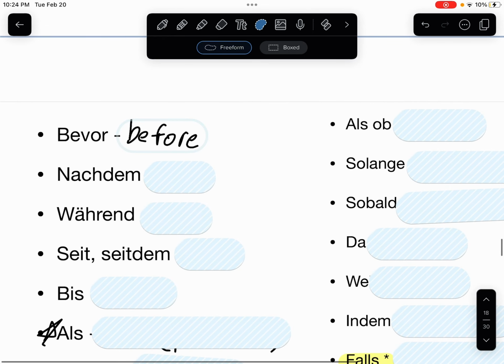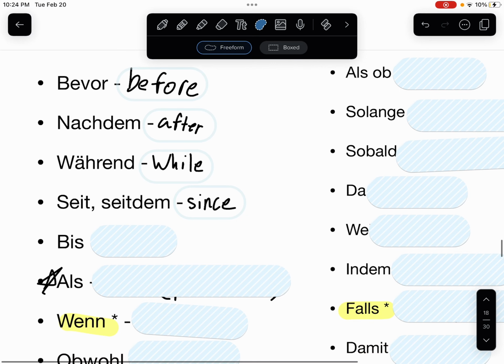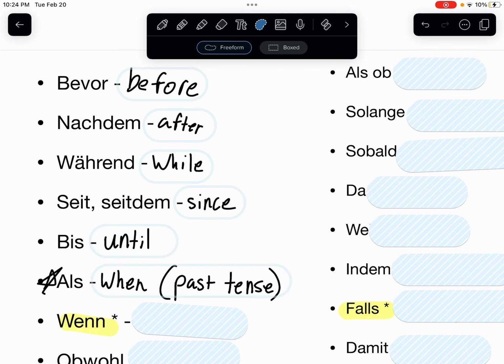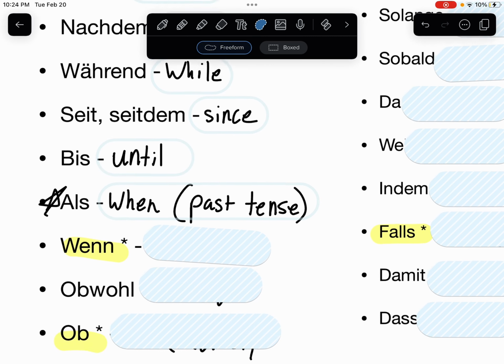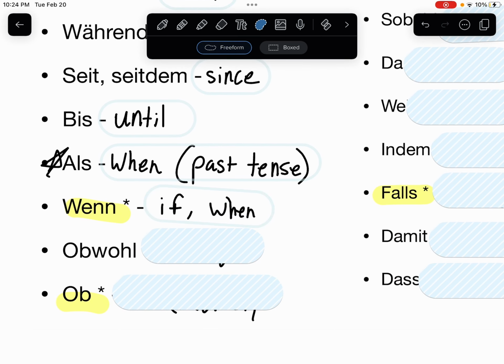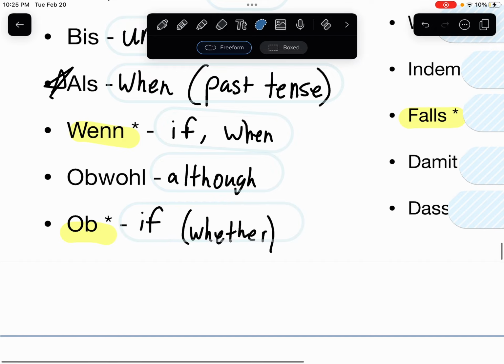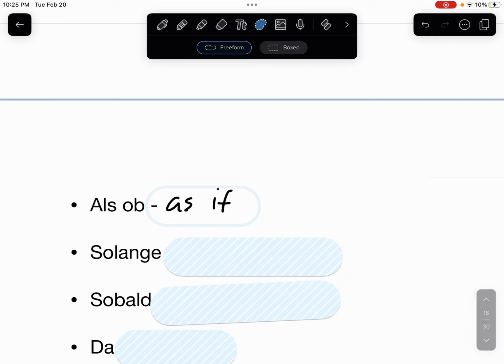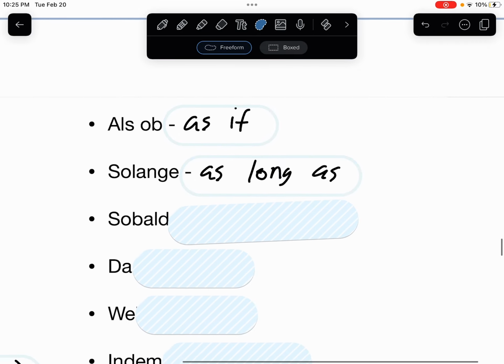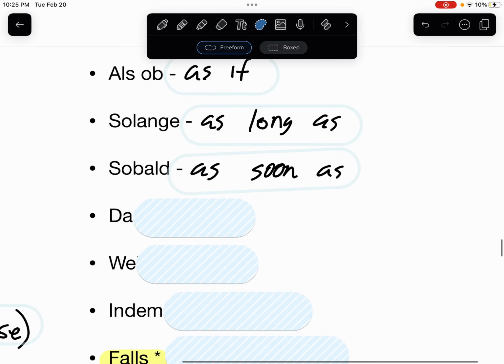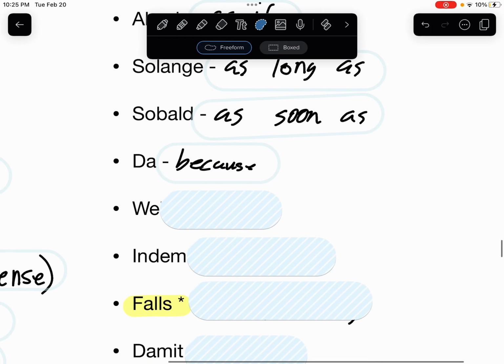So we have bevor, meaning before, nachdem, meaning after, während, meaning while, seitdem, meaning since, bis, meaning until, als, meaning when, but in the past tense, wenn, meaning if and when, obwohl, meaning although, ob, meaning if but whether, als ob, meaning as if, solange, meaning as long as, sobald, meaning as soon as, da, meaning because, weil, meaning because.